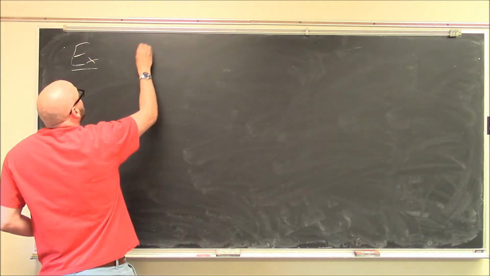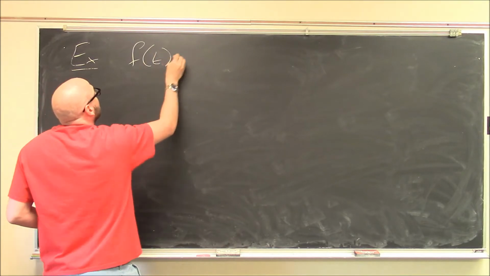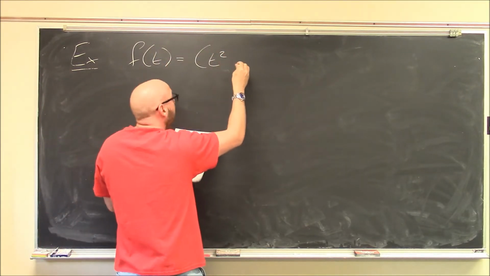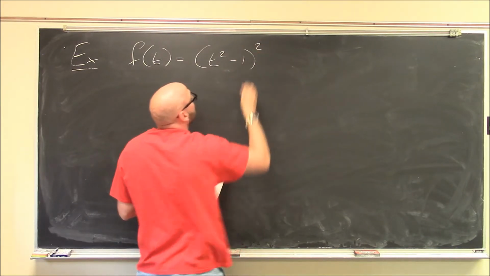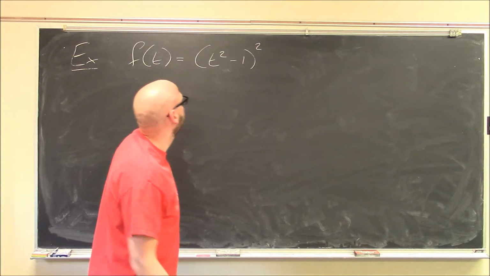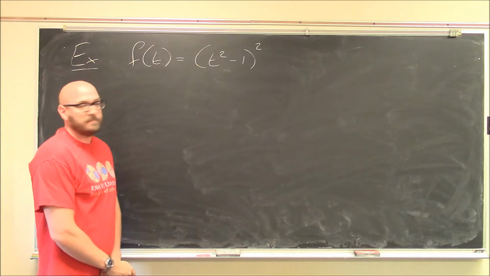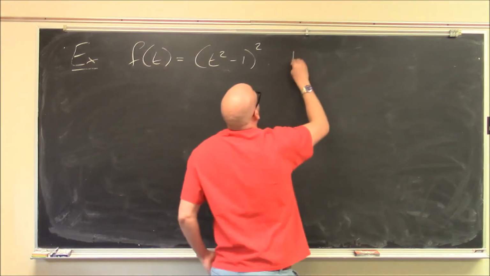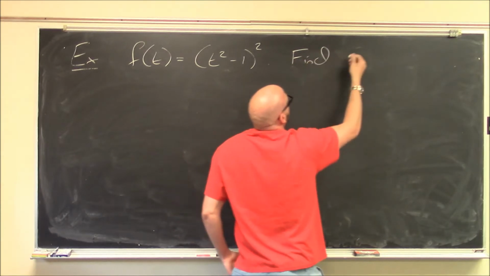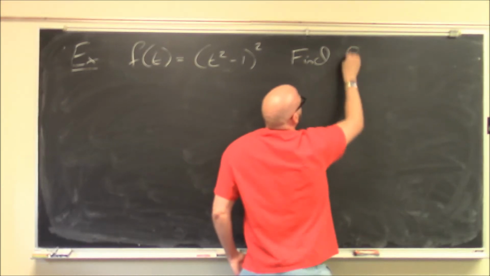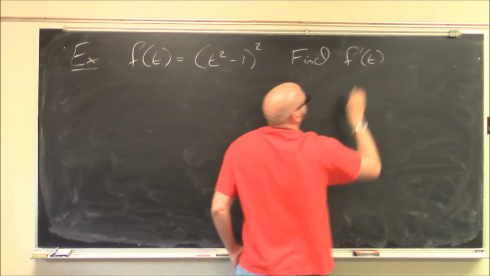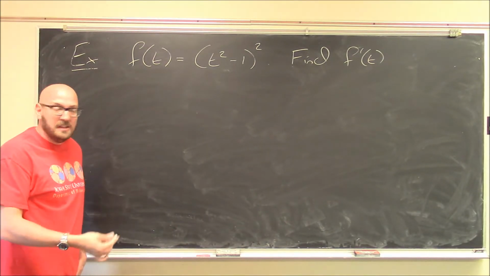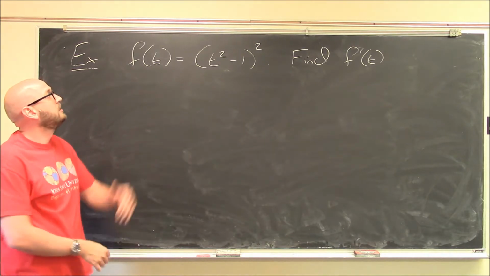Alright, here's another example. F of t is going to be t squared minus 1 all squared. So here's my function, and the question is find the derivative, right? Find df dt, or I'll just write f prime of t. Again, notice the variable here is t, so I'm going to call everything t, not x.